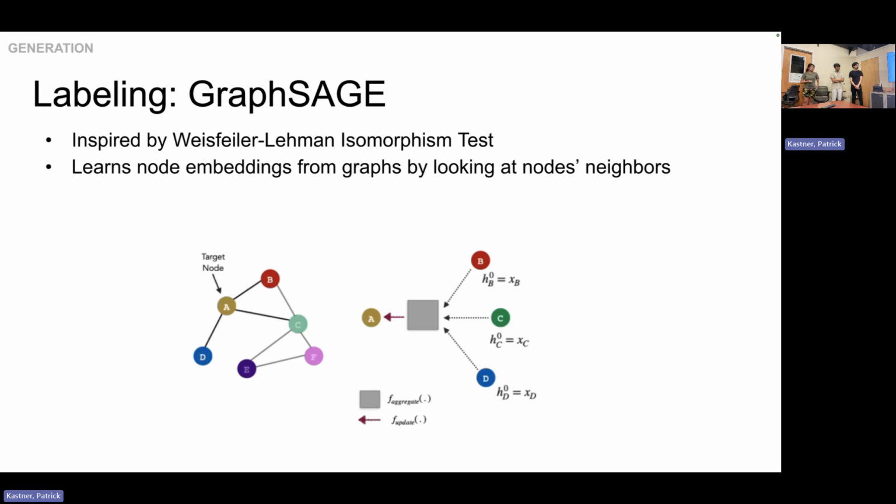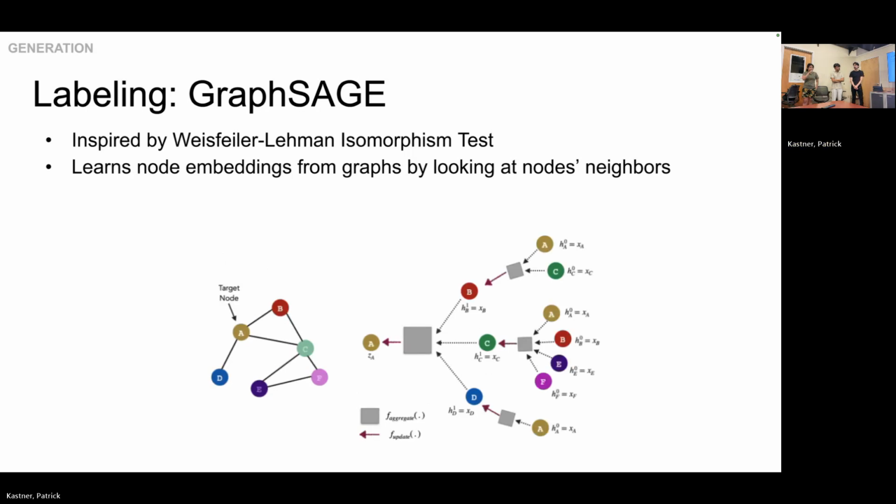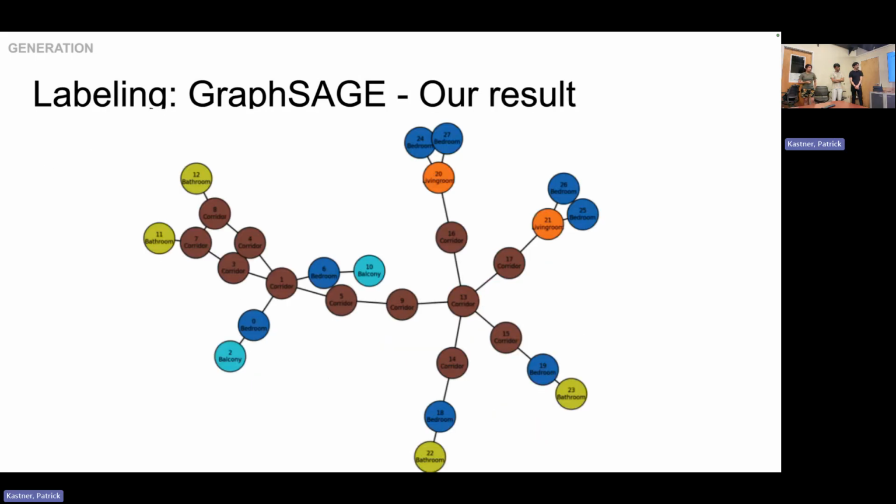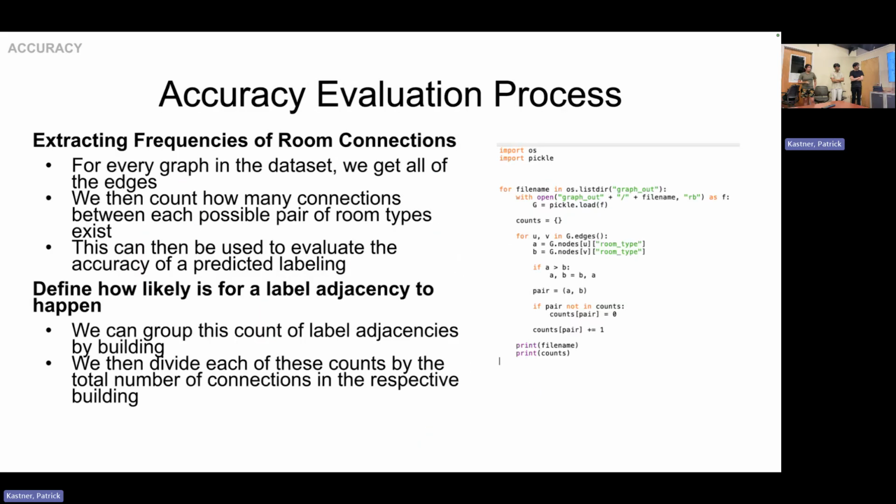In this case, it's A. And you can do this multiple times, right? This is just once, and then you can take the neighbors of the neighbors, and this will create better embeddings. So we did this and ran it, and this is our result. It looks pretty good. It makes sense. You see the corridors are on the inside and the bedrooms outside.